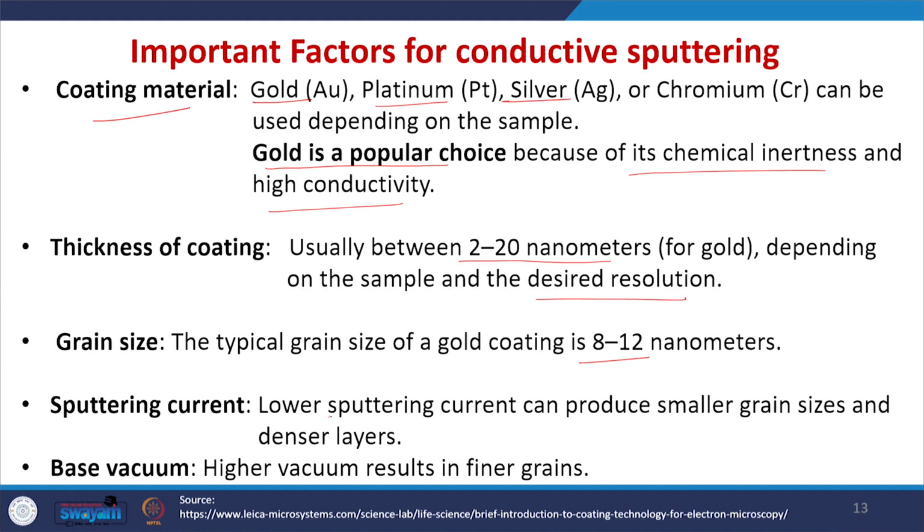If you are using a lower sputtering current, it can produce smaller grain sizes and dense layers, and high vacuum results in finer grains. So, these are the parameters we have to follow when we are doing the conductive sputtering for getting a better image. Let us see the relation between voltage and image quality.